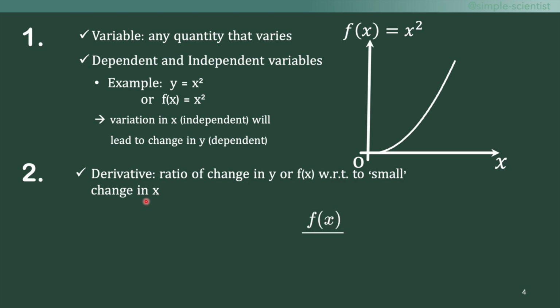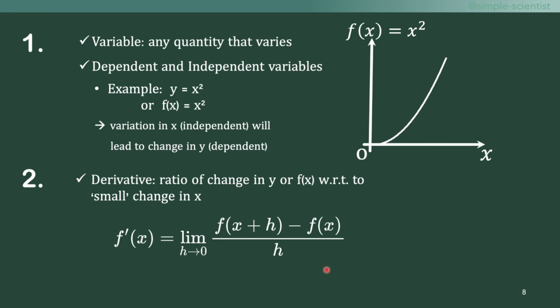To find derivative, we need to know f of x, then f of x plus h, and take their difference. Then divide by the change in x. Change in x is h. Then make h as small as possible, close to 0. This defines the derivative of f of x with respect to x.